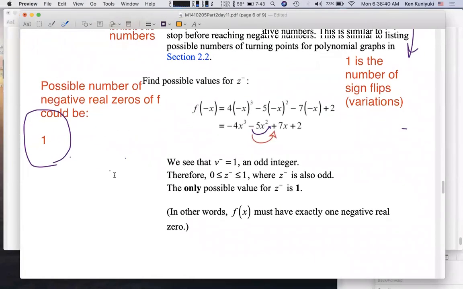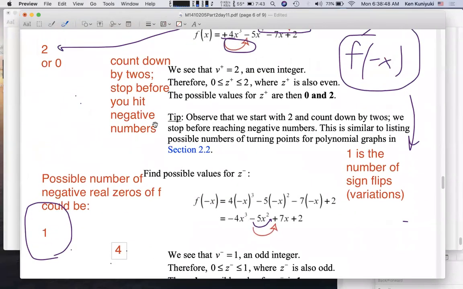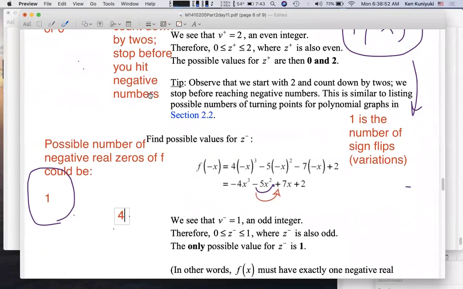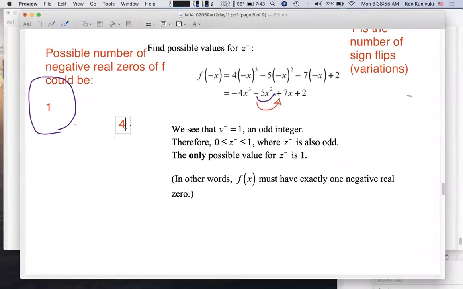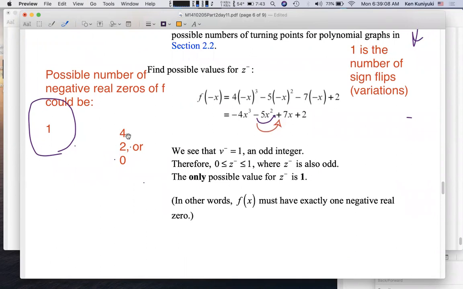Now, bear in mind, what if we had gotten something like 4 variations in sign? Then, like the rule over here, we take that and we keep counting down by 2s, and we stop before we hit negative numbers. So if we had had 4 variations in sign, then we would have counted down to 2, and then to 0, and we would stop there. So if f of opposite x ended up with 4 sign flips or variations, then we could have had 4, 2, or 0 negative real zeros. Again, a double zero would count twice, a triple zero would count 3 times, and so forth.